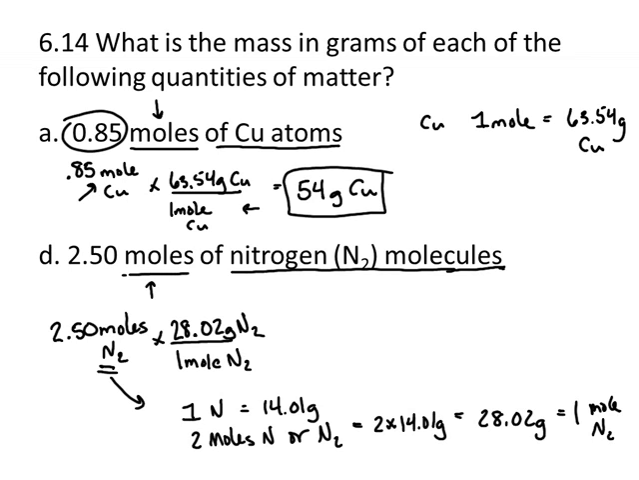And then using my calculator, I take 2.50 and I multiply by 28.02. And that gives me 70.05. But my 2.50 only has 3 sig figs. Excuse me, I just told you 3 sig figs. 70.1 grams N2.